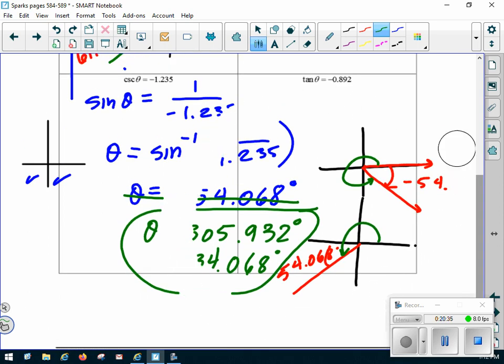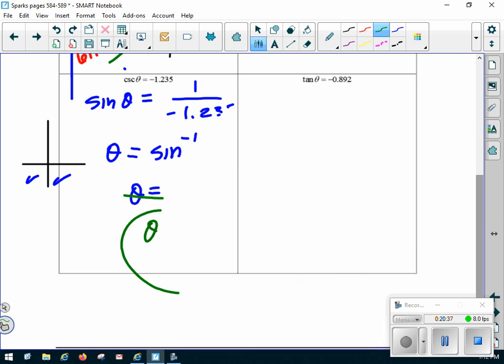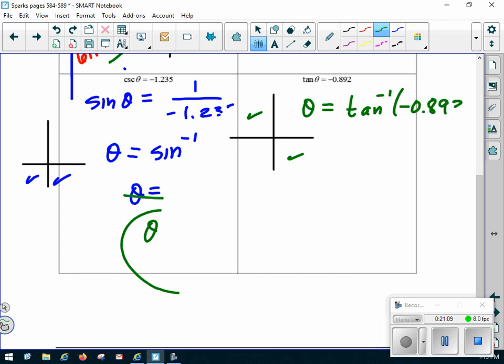Tangent. I can do inverse tangent or tangent inverse on my calculator, so I'm happy to leave tangent inverse. Tangent is negative. What quadrants have a negative tangent? Good, so I'm going to look for an angle in quadrant 2 and an angle in quadrant 4. What am I going to type into my calculator? Tangent inverse of negative 0.892.